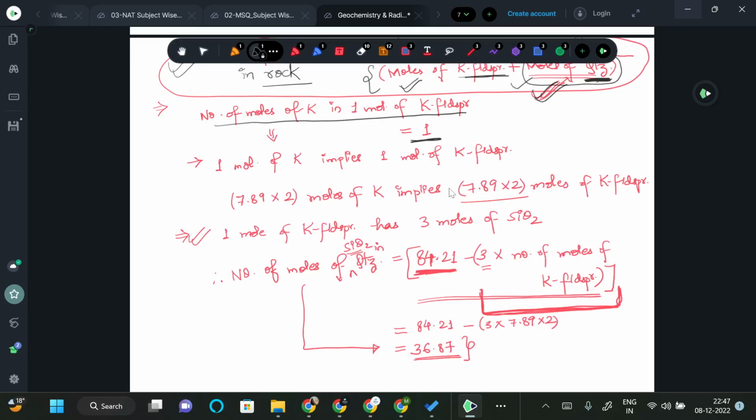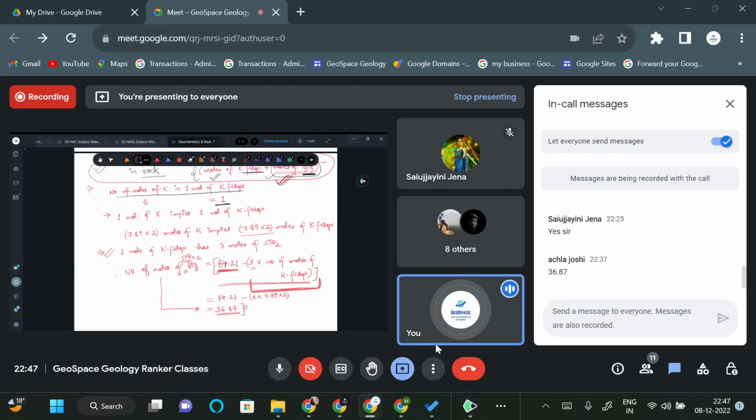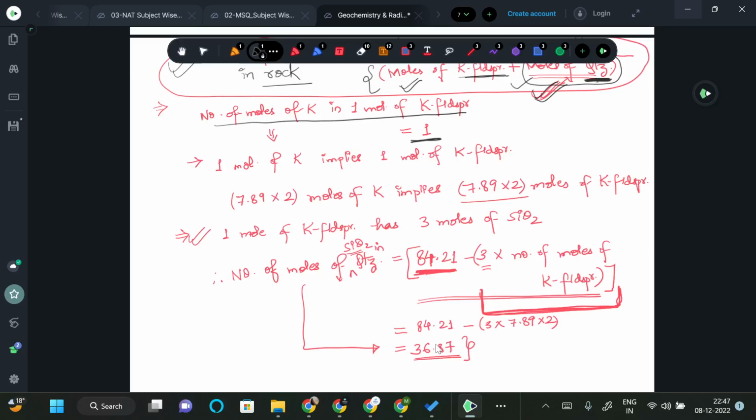When we talk about 1 mole of K feldspar, then 1 mole of K implies 1 mole of K feldspar. This is pretty obvious from the previous sentence. The number of moles of K in 1 mole of K feldspar is 1. That means if 1 mole of K is there, it is implying that 1 mole of K feldspar is there. Similarly, it could be N actually: N moles of K implies N moles of K feldspar. 2 moles of K implies 2 moles of K feldspar. Likewise.